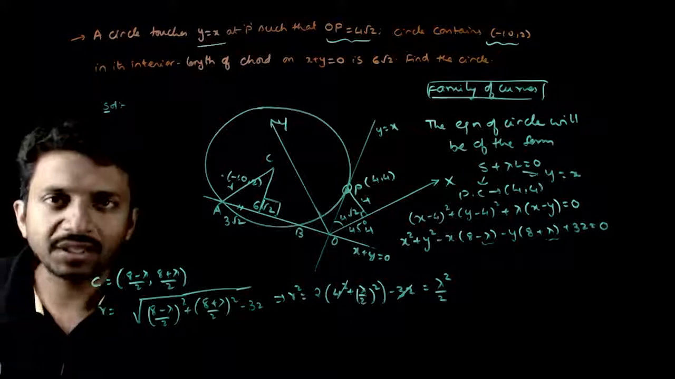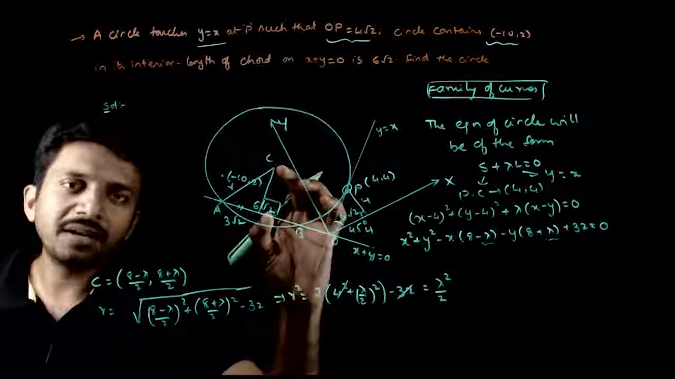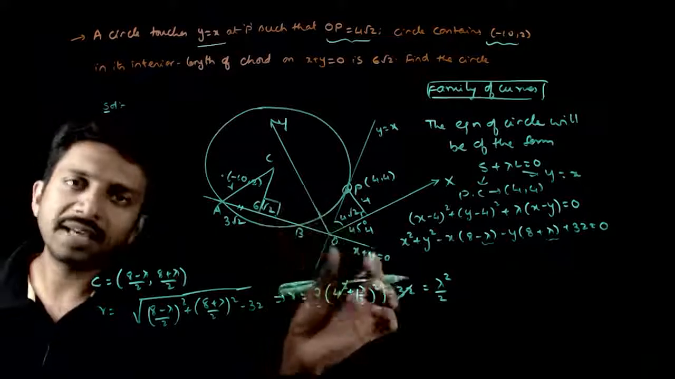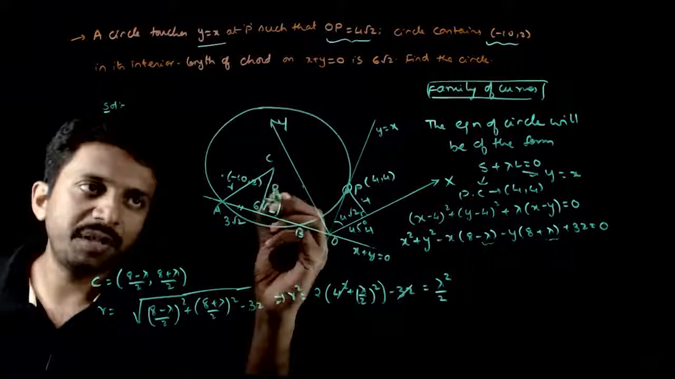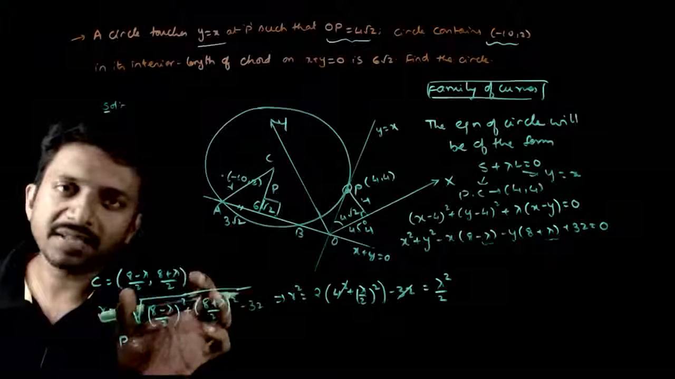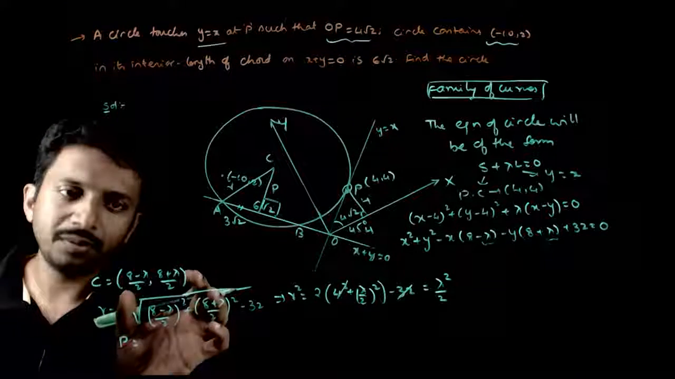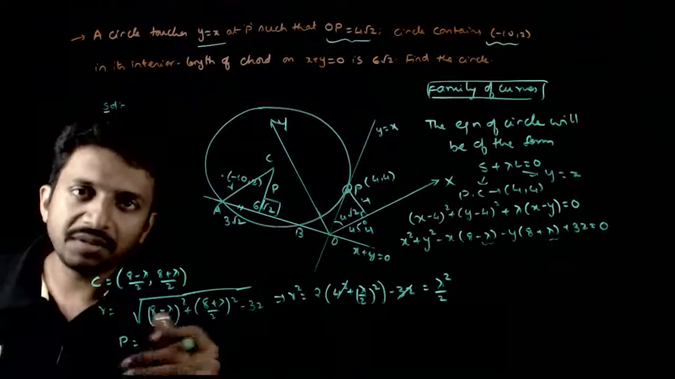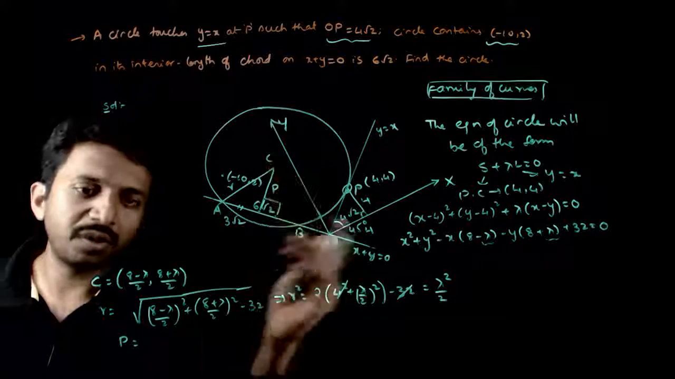That's r square. Now what is the perpendicular distance from the center onto the line x plus y equals 0? Let this be p. So p is equal to, the center is ((8 minus lambda)/2, (8 plus lambda)/2). How much is the distance from here to x plus y equals 0? Just substitute this point into it.